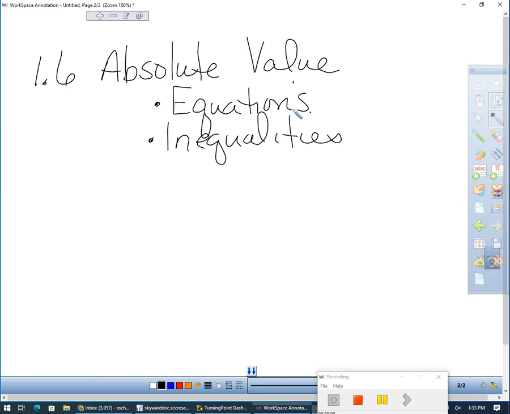All right, so here's what I want to talk about when it comes to absolute value. You need me to sharpen that? Sure, no problem.